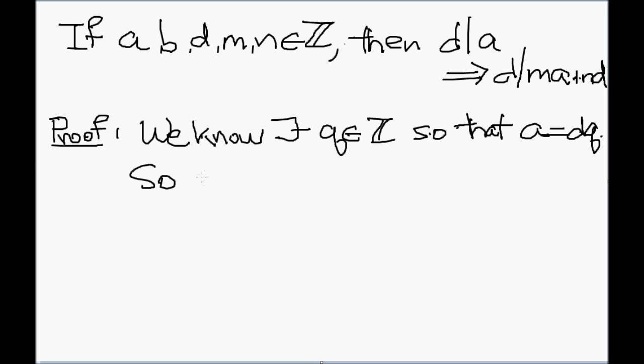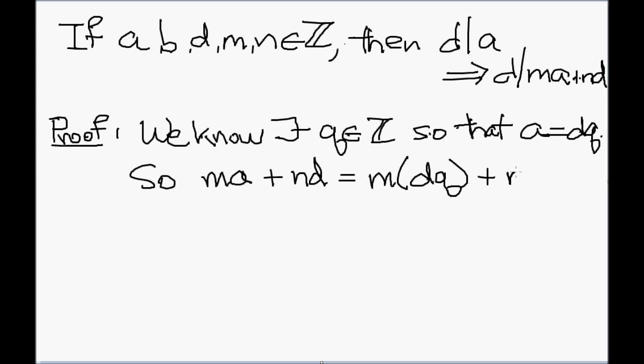So m times a plus n times d is equal to, well, let's see, we have m times d times q plus n times d. Okay, now I'm going to do this very, very carefully on the steps here, and I'll say out the steps. I don't have room to write them down. But by associative property, I can write that as m times d times q plus d times n.